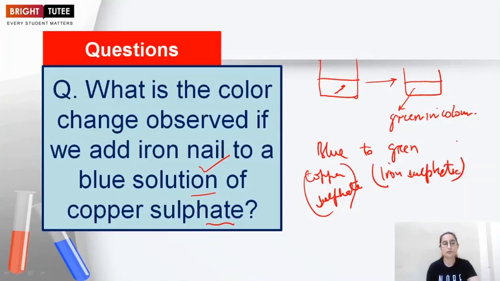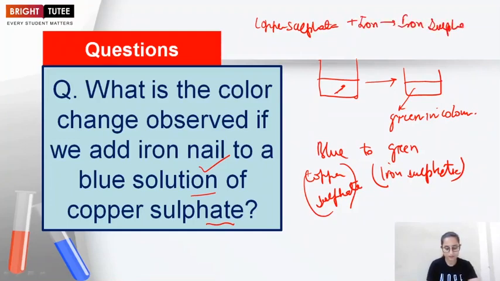For the reaction, you may refer to the lecture, or I can just tell you that copper sulfate reacts with the iron nail to form iron sulfate, and copper is released. Copper is a side product, basically a byproduct. It settles down on the nail itself, right? So this was the chemical reaction behind it.